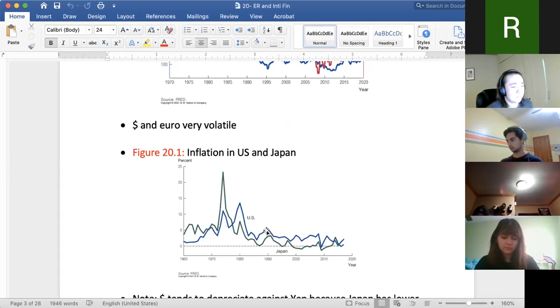So what's the prediction of our model? If inflation is 1% higher in the US than Japan, what should on average happen to the value of the dollar every year versus the yen? It should depreciate by about 1%. And so that's essentially what we've seen, right? That over the long term, the decline in the dollar just reflects the differences in the inflation rate between the two countries. So as long as Japan maintains a lower inflation rate than the US, its nominal exchange rate will tend to appreciate versus the dollar.